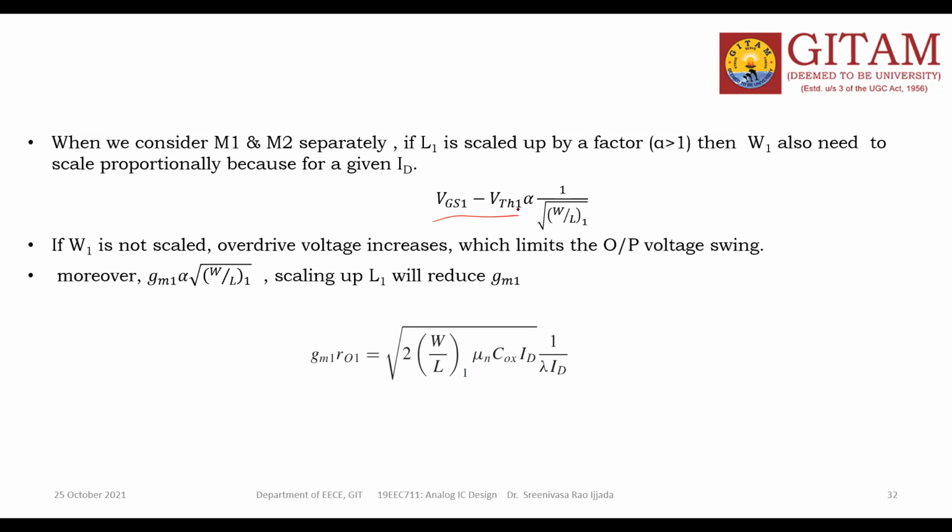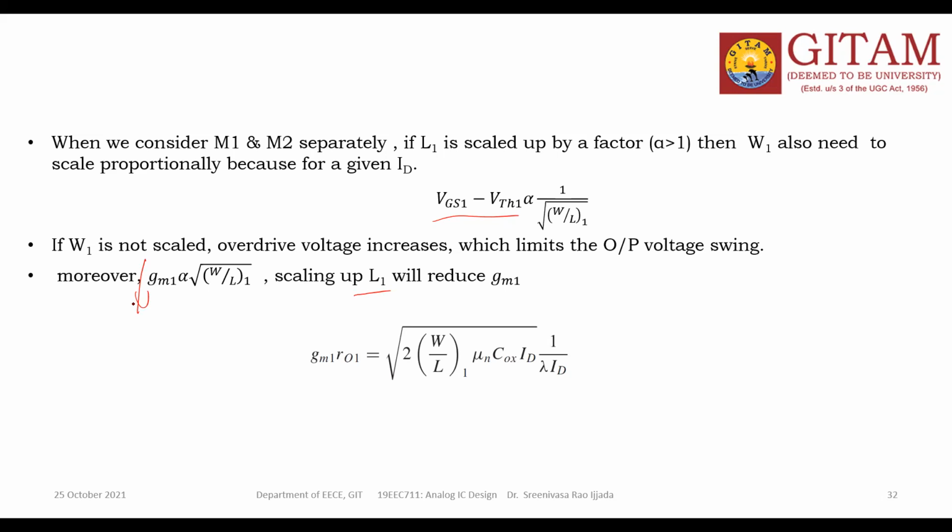Moreover, gm1 is proportional to the square root of the same thing. So scaling up L1 will reduce the gm. If L1 increases, definitely gm reduces. The relation is like that. So the scaling of L1 will reduce the gm.